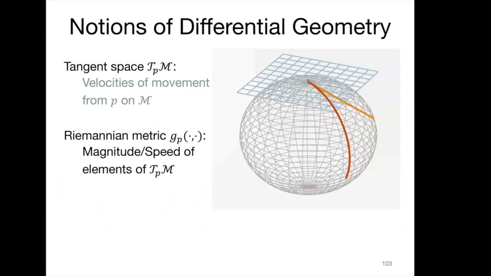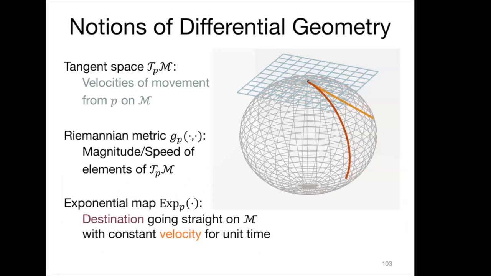So it allows the ant to measure an angle locally at that point. And then there's this thing called the exponential map, which basically allows the ant to start at a point P and depart in a direction that is given by an element of the tangent space, then go straight in that direction for a unit time interval and end up at a new point of the manifold. That's the exponential map.